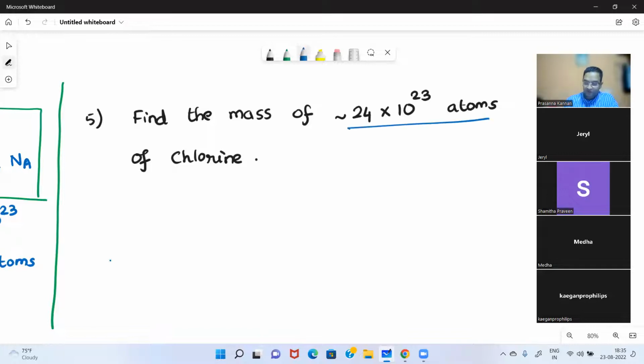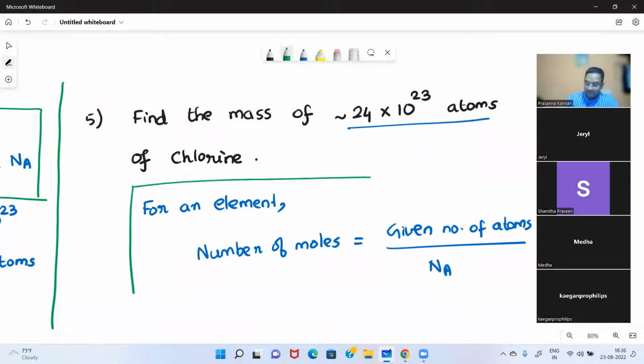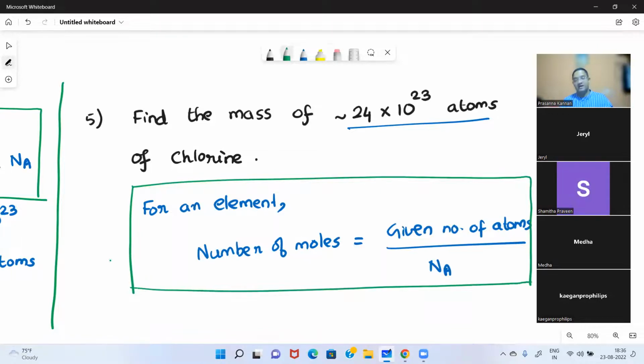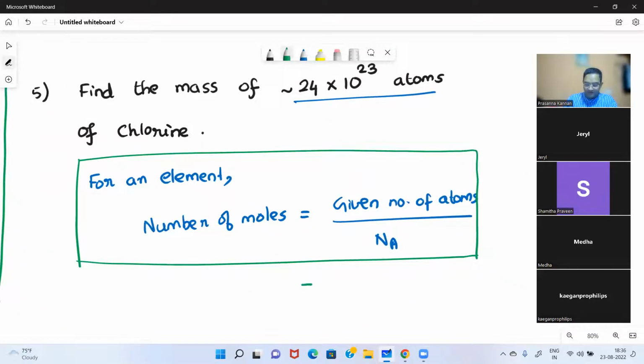First thing is, you are given the number of atoms for an element. For an element, number of moles is given by given number of atoms divided by the Avogadro number. The number of moles is given by given number of atoms divided by the Avogadro number, right? So here, how many atoms are there?